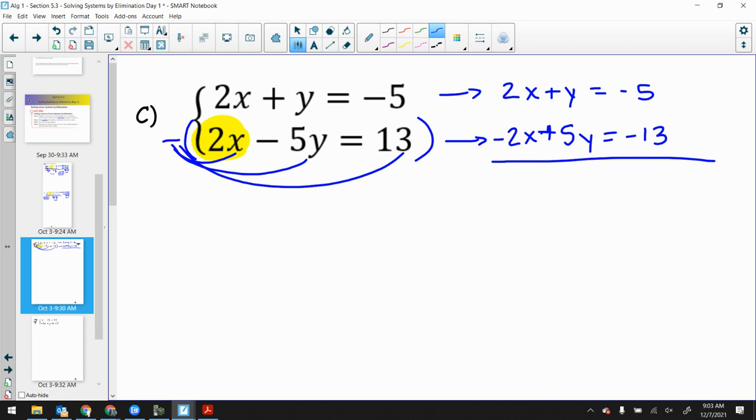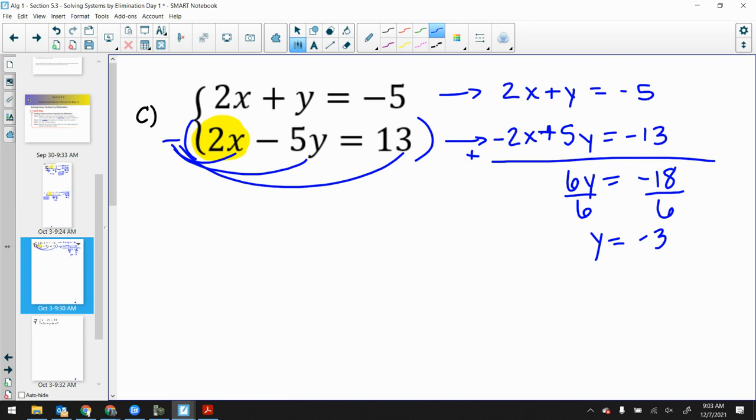All right, so now we can add down. Always add. Always add. Never subtract. 2x and a negative 2x cancels. 1y and 5y make 6y. -5 and -13 make -18. And now we create a nice and easy, simple equation. We divide by 6. Y is -3.